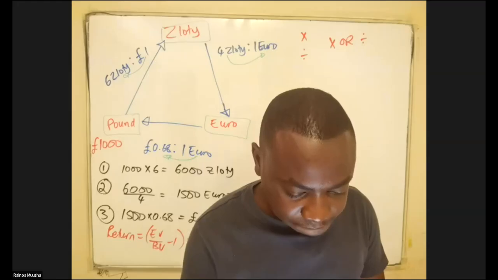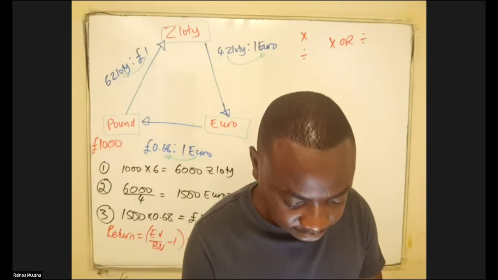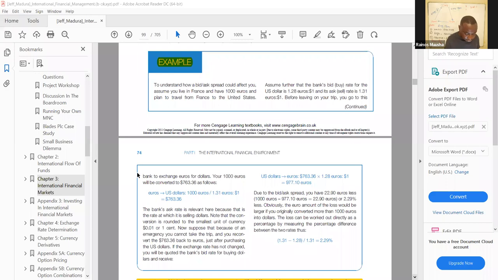On the next section, they also give us another example. So they give us an example. Can you quickly read through this example and we'll go through it together?